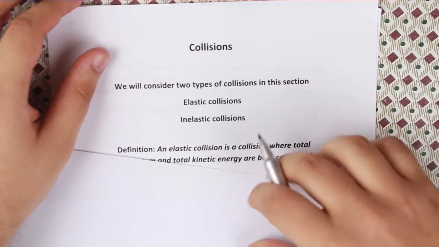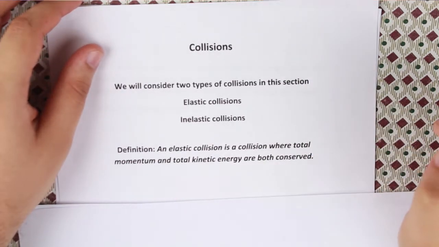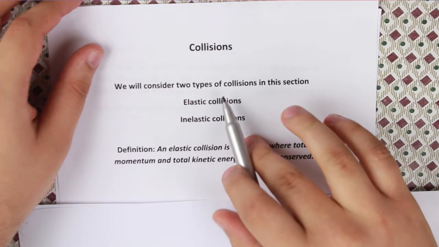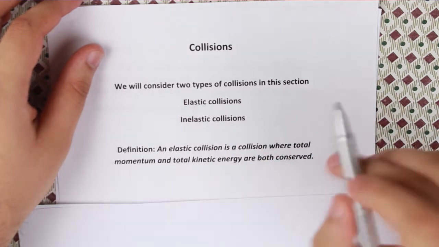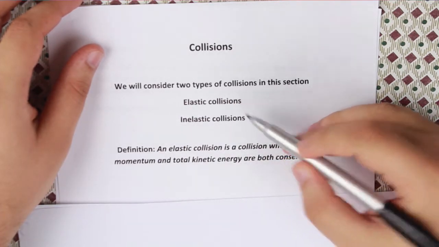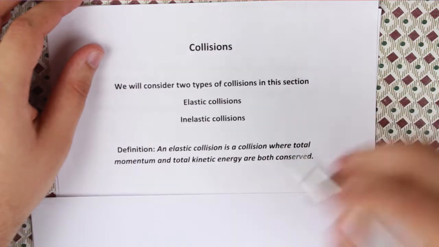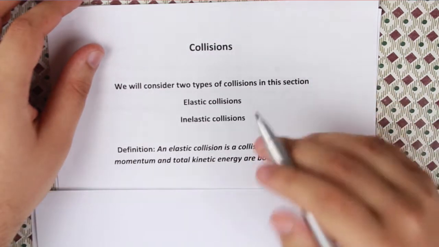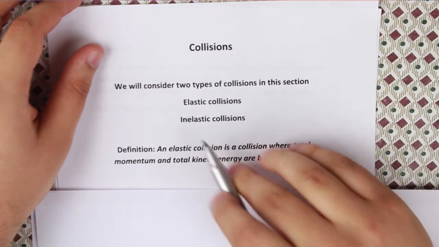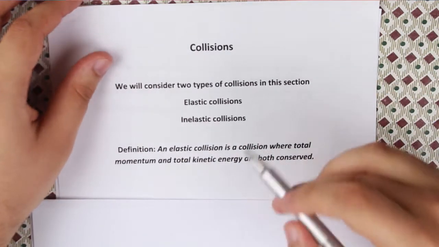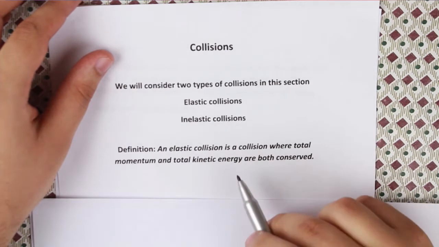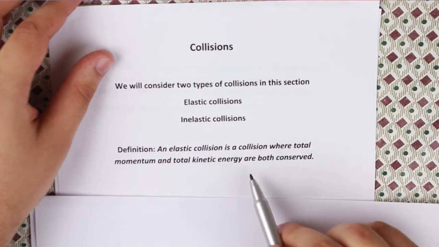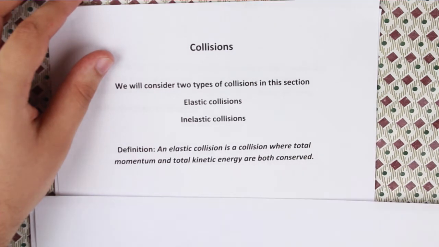It's not a hard thing to learn, it's quite easy actually. Well, as you see here, we'll consider two types of collisions in this section, the elastic collisions and inelastic collisions. But in this video we will only see the elastic collisions. In the other video I'm gonna explain the inelastic collisions. The definition: an elastic collision is a collision where total momentum and total kinetic energy are both conserved.